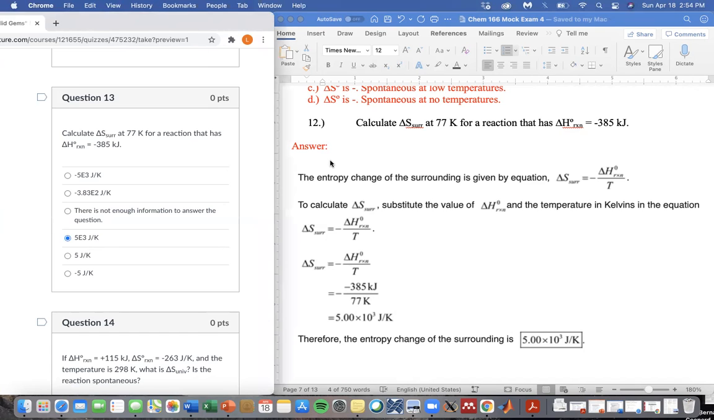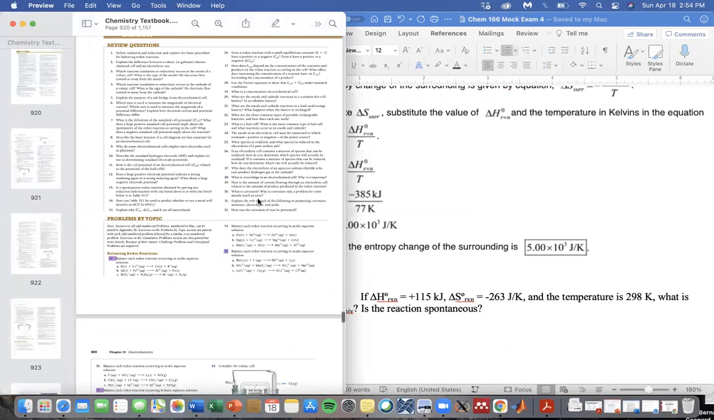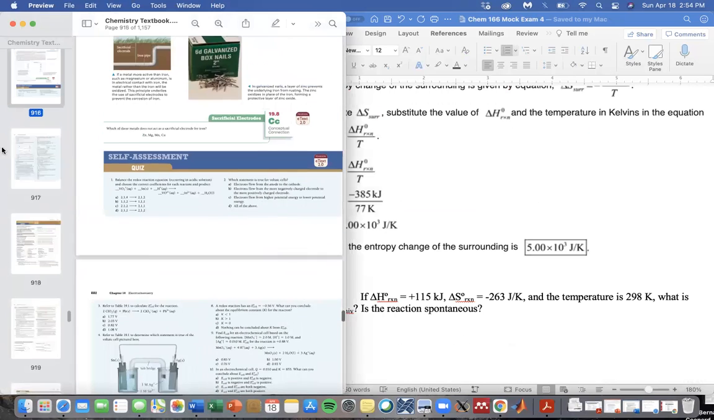Are there any questions about that one? I feel like there's a lot of little equations to keep in mind with delta G. So if you haven't done so already, I think that the chemistry textbook might already have it at the end of the chapter.